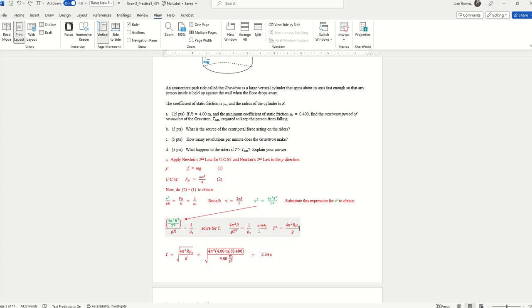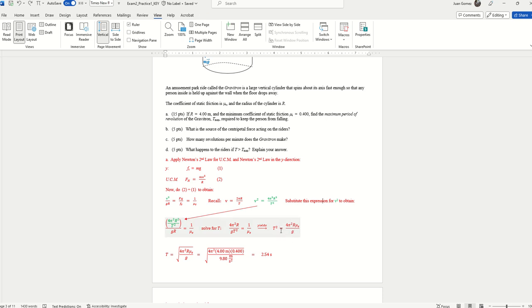So on the left-hand side, you end up with 4 pi squared r over g t squared equals 1 over mu s. This gives t squared is equal to 4 pi squared r mu s all over g. You can do the simple algebra to go from this step to this one. That shouldn't be difficult at all.